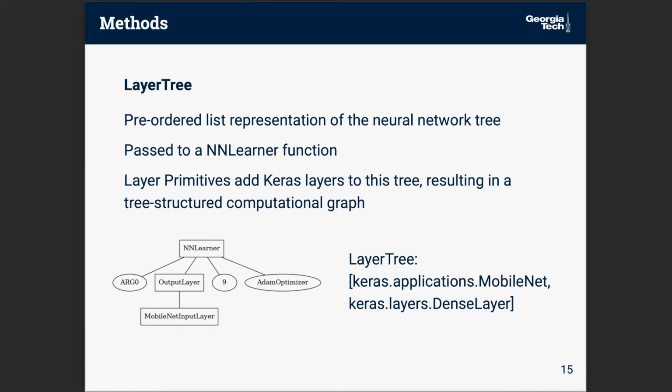So for example, in this tree on the bottom left, we have the MobileNet input layer primitive function. This function creates a layer tree and adds in a keras.applications.mobilenet function, or a MobileNet neural network, to it. It then sends this layer tree to the next function, which is an output layer, which adds a dense layer with the sigmoid activation function to it, and sends it to the NNLearner primitive. The NNLearner primitive now knows what exact architecture to create.